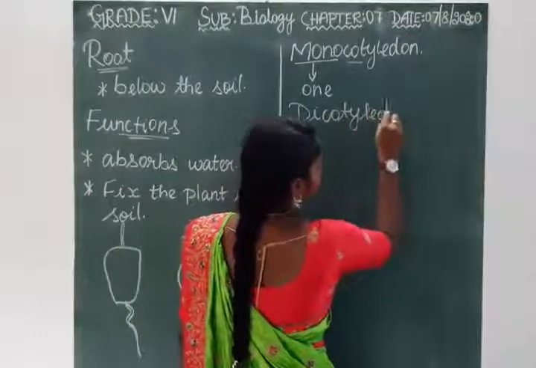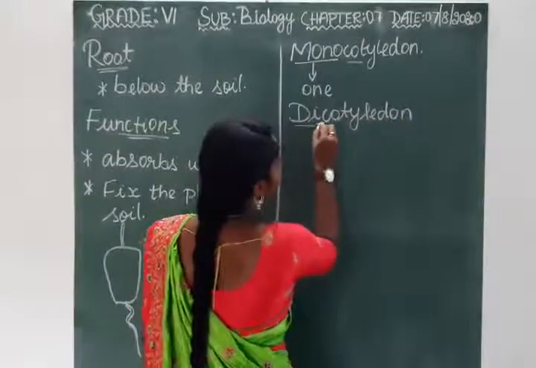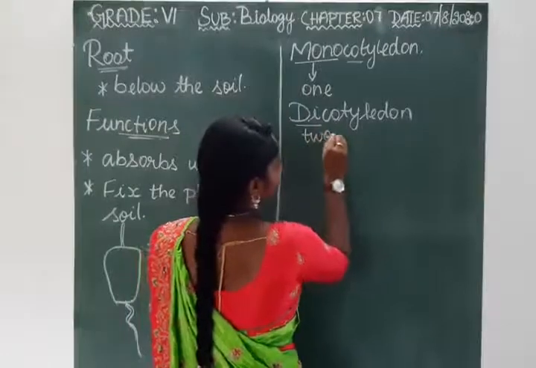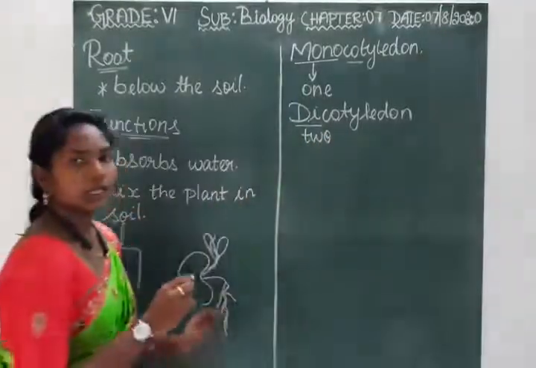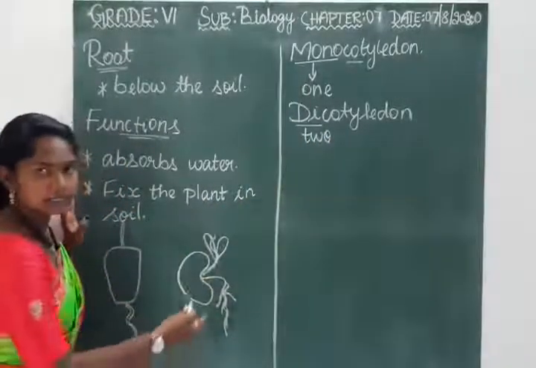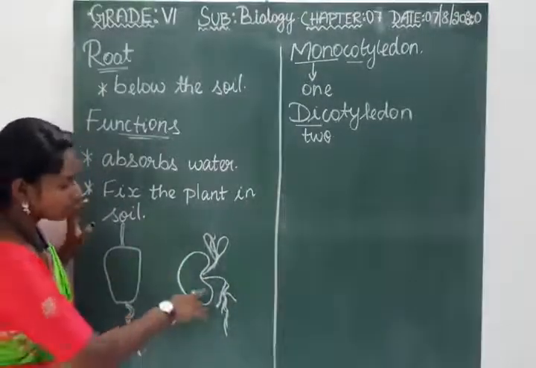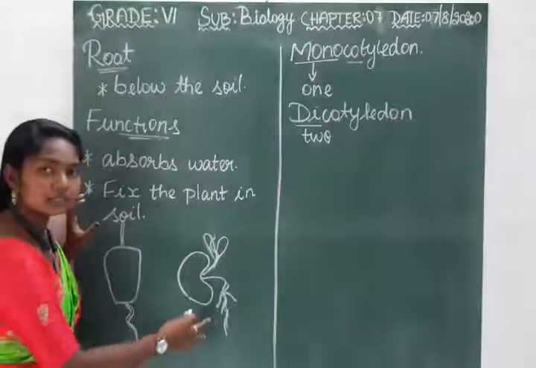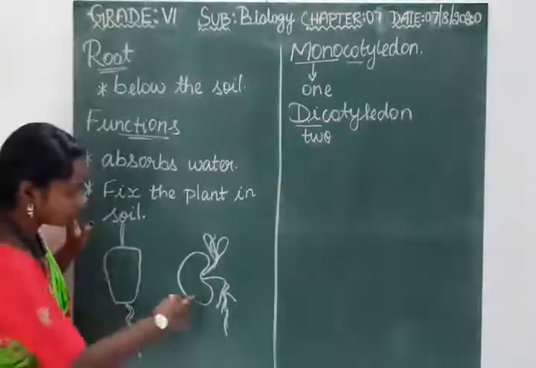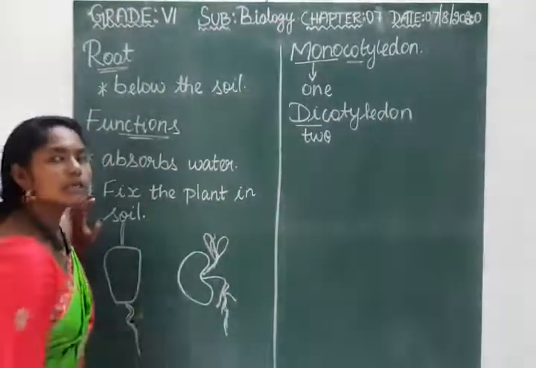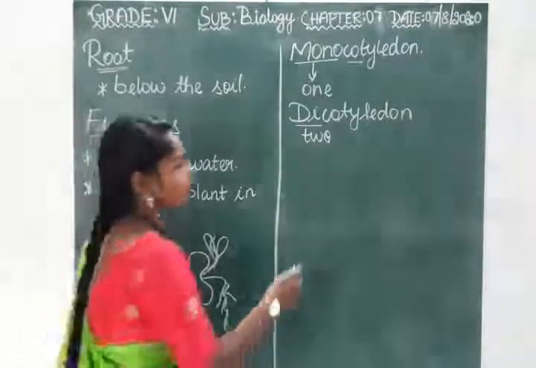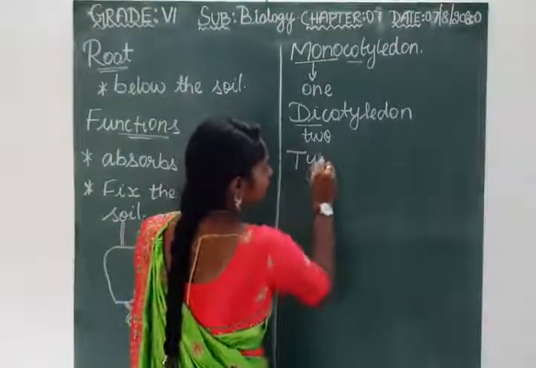Dicotyledon. So here di means two. Now you can differentiate the seeds, the monocotyledon and the dicotyledon. So from this, you can see the difference in the root of monocotyledon and the dicotyledon. So now we are going to discuss about the types of root.